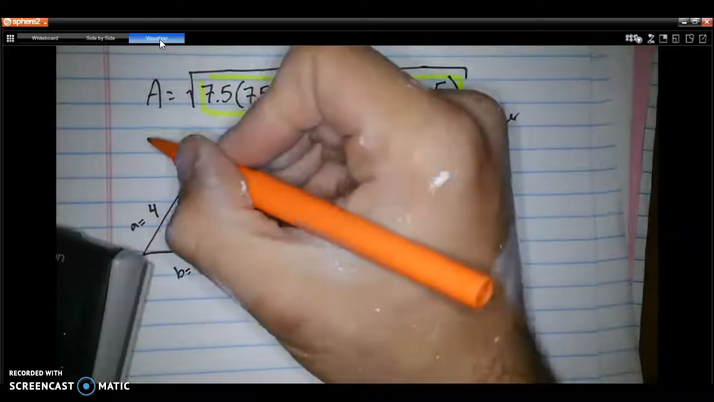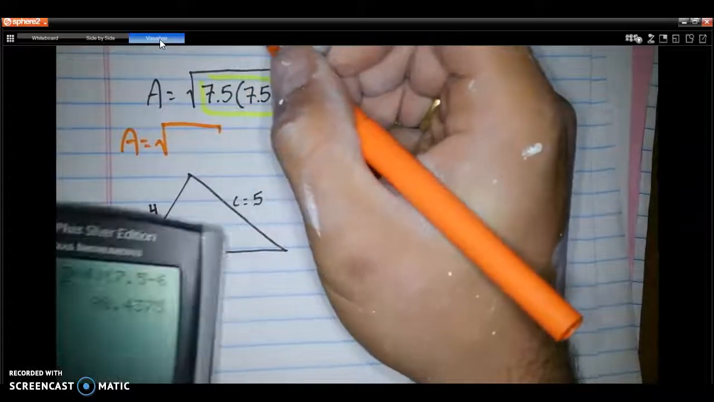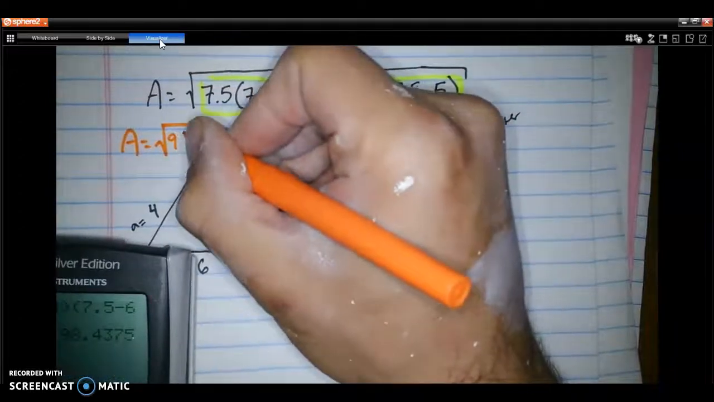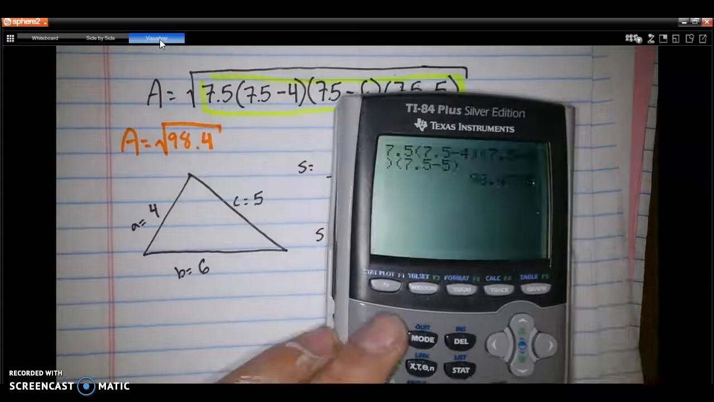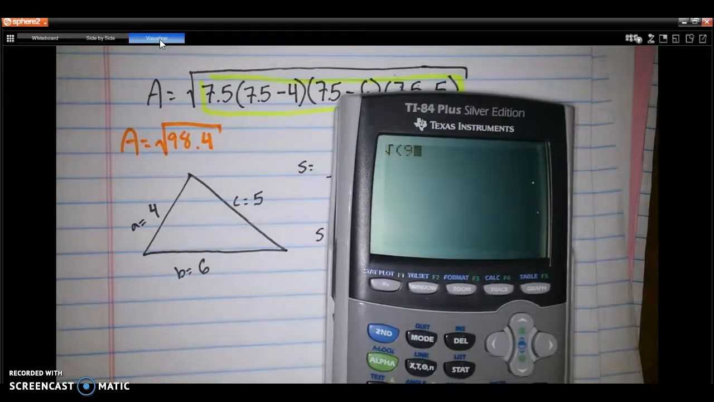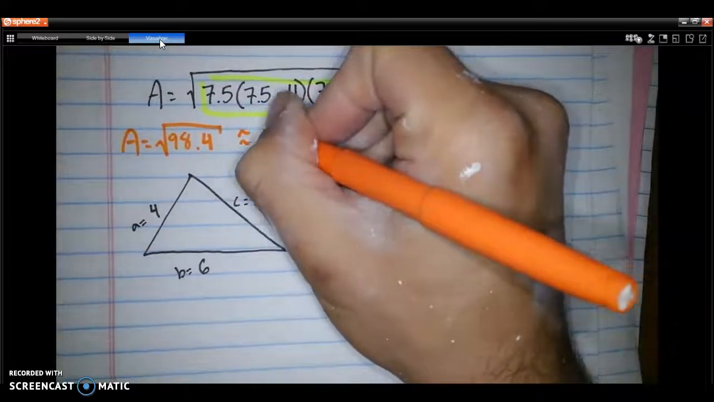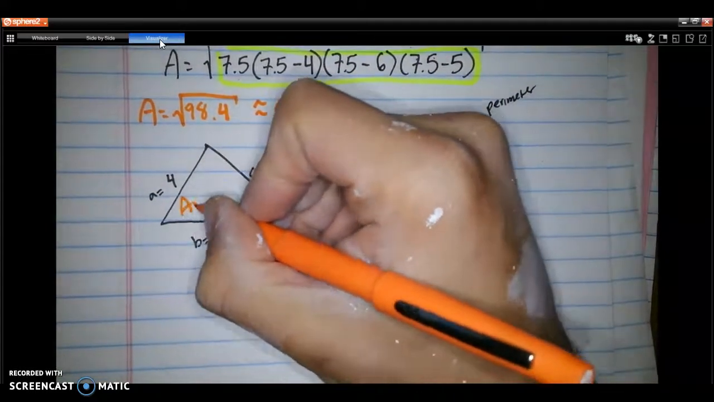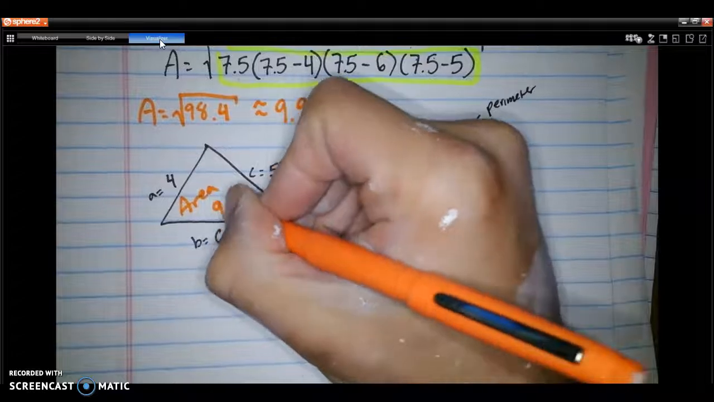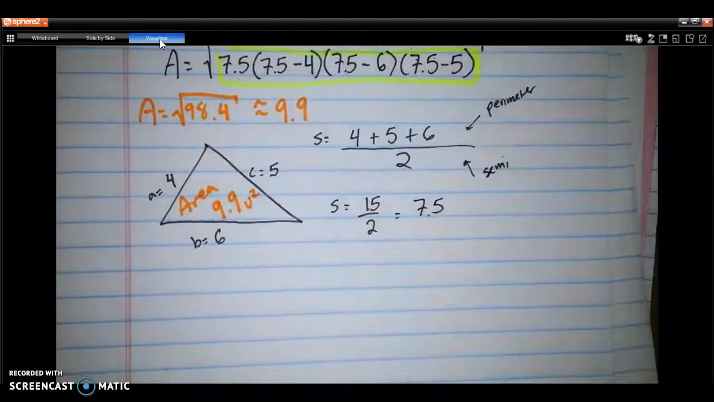So this is not our answer, right? All I know is now A is equal to the square root of this value, 98.4. So now I'll evaluate that in my calculator. And we get 9.9. So the area of our triangle, using just the sides, is 9.9. Whatever, units squared, because we're talking about area.